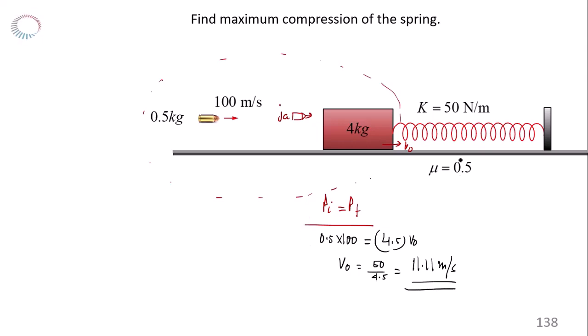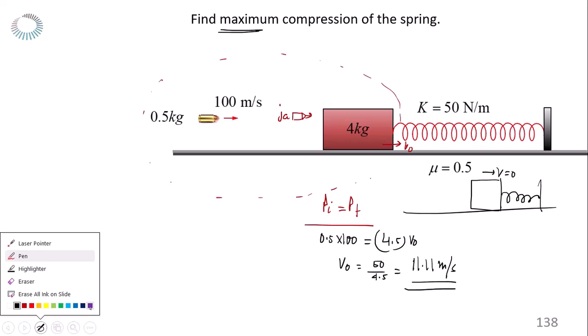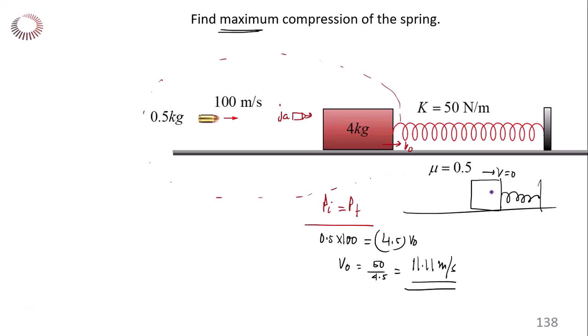Now, ultimately, it comes to rest. Find the maximum compression. Maximum compression takes place when, let us say this is the compression of the spring, the block comes to rest, so v equals 0. At this position, let us say the compression of the spring has to be calculated. The displacement of this system is, let us say, X. So X is the compression, or I can say X is the displacement before the block comes to rest.